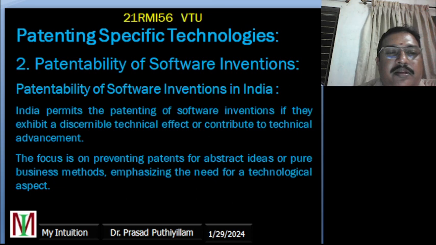What about India? India permits the patenting of software inventions if they exhibit a discernible technical effect. Discernible means a visible technical effect or a contribution to technical advancement. The focus is on preventing patents for abstract ideas or pure business methods, emphasizing the need for a technological aspect. For example, a software-based medical tool should have accuracy and efficiency in diagnosing, and then only in India can it be patentable. I tried to explain with just one example, but I couldn't get the connection.